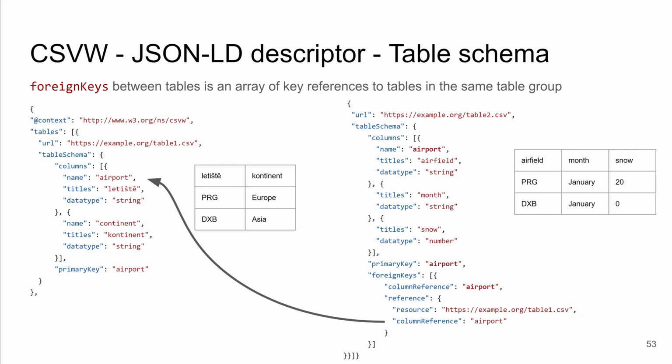Now, when we are talking about primary keys, we may as well be talking about foreign keys, which we know from the relational data model. And this is also something that is possible to represent in CSV on the web. So when we have a table group containing multiple tables, we may have foreign key references among those tables. So in this case, we have the snow table on the right, and we can see on the bottom that there is a foreign keys definition. It's an array, and there is one foreign key which references the airport column in table 2, and then it is said that this column references table 1 and its column airport. So this is a definition of a foreign key between two CSV files in one table group.